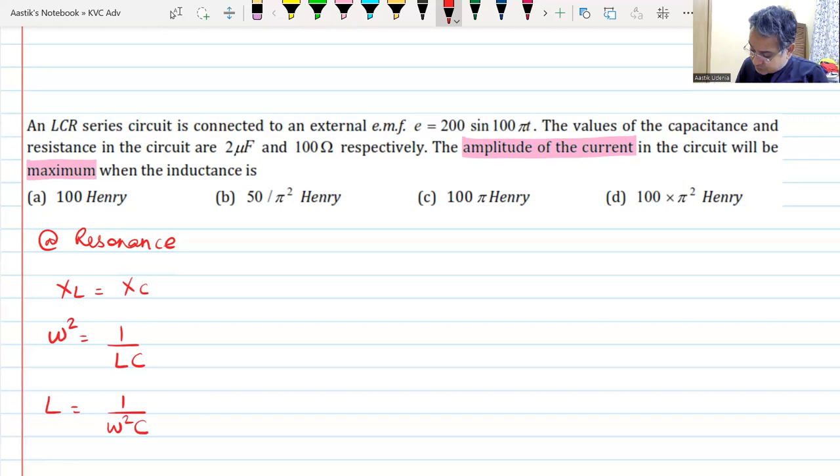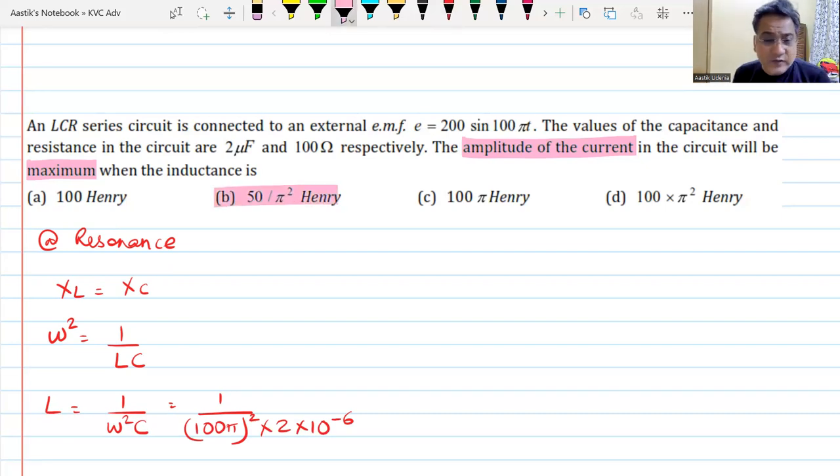That is what you need to put here, 1 by omega. The value of omega from what I see is 100 pi. So (100 pi) squared multiplied by 2 into 10 raised to the power of minus 6 microfarad. And I think once you solve this, you would end up here: 50 by pi squared Henry. And that, my dear friends, is the answer for this one. This is the value of inductance for giving maximum value of current or amplitude of current.